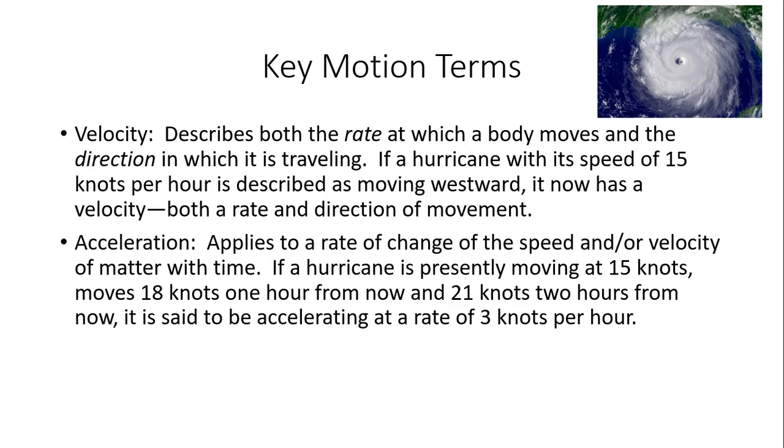Moving on to velocity. With velocity, this is going to describe both the rate at which a body moves and the direction in which it is traveling. So this is an indicator of both speed and direction. When I say velocity, that implies both are involved. So now we use that hurricane example again. If a hurricane with its forward speed of 15 knots per hour is moving westward, now I'm attaching a direction, westward, with the magnitude or speed of movement. So that now has a velocity, has both a rate and a direction of movement.